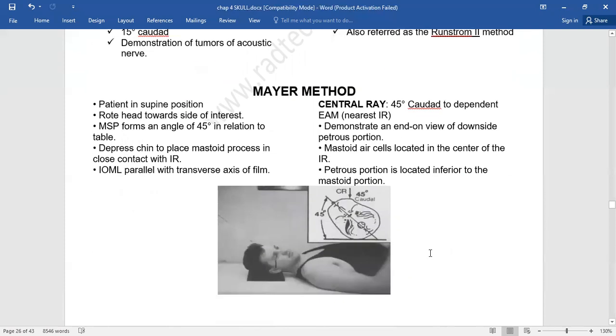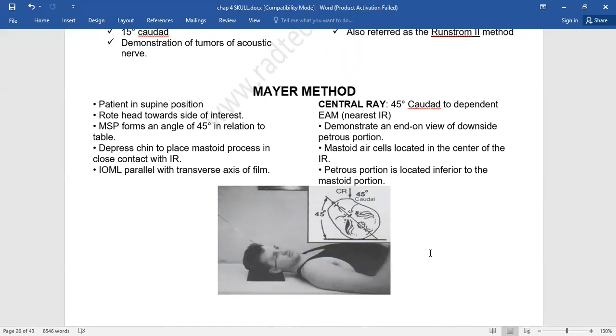Next is Mayer method. So, nakasupine din ang patient as you can see there sa picture. Rotate the head towards the side of interest. The MSP, 45 degrees sa table. So, the chin is depressed or ibaba yung chin as you can see there. So, this is to place the mastoid process in close contact sa IR. The IOML is parallel with transverse axis of the film. So, central ray sa Mayer is 45 degrees caudad patungo sa EAM near the table.